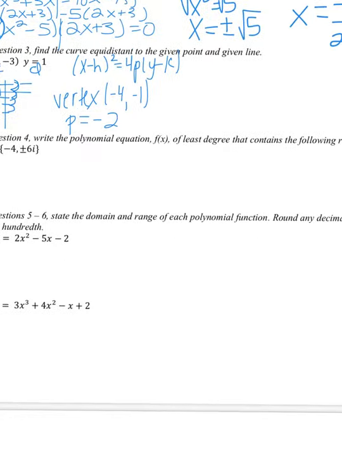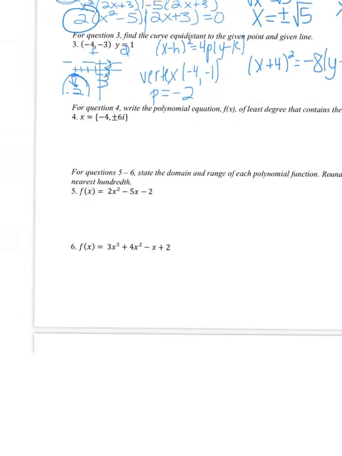When I plug this into the formula, x plus 4 squared equals 4 times P. 4 times negative 2 is negative 8. y minus negative 1 is y plus 1, and that's your answer.